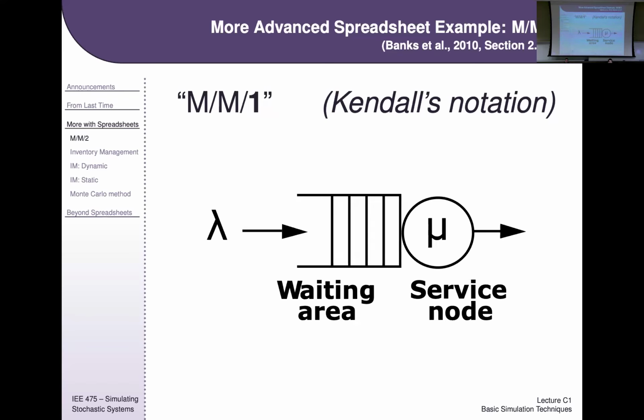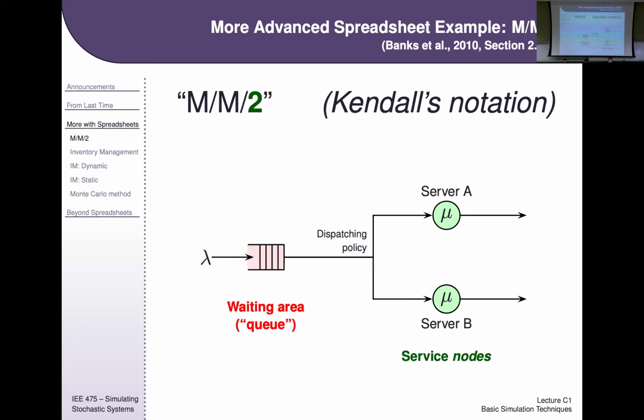What if we're not dealing with a queuing node that only has a capacity of 1? What if it has a capacity of 2? So now you've got arrivals coming in, and they can go to either server A or server B. If server A is busy, they go to B and vice versa. So how does this change the dynamics of the system? How does this change the statistics?